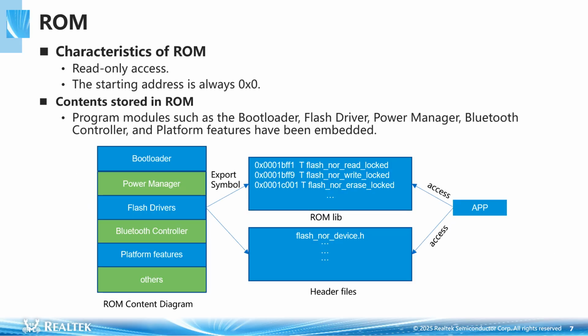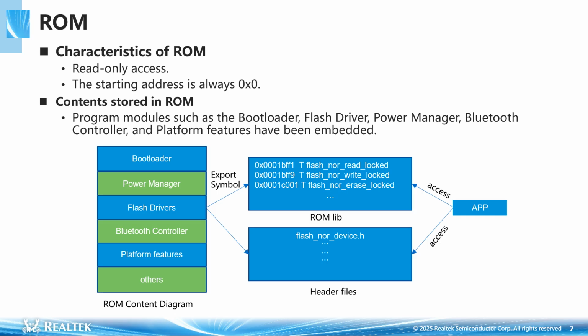The most notable feature of ROM is its read-only access. The size of ROM varies across different integrated circuits, but the starting address space is always 0. This address is the default location where many programs and devices begin their power-on sequence. ROM primarily contains the bootloader, flash driver, and other platform-specific features. Additionally, ROM provides certain modules for applications, such as the flash driver.